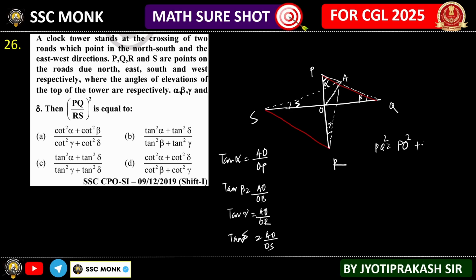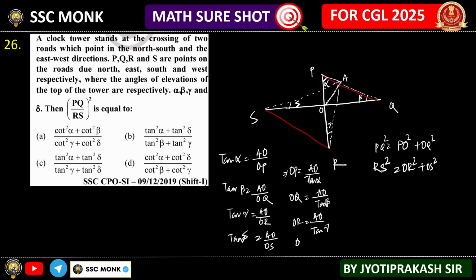Okay. Now, if I have to calculate PQ square, it is equal to what? Sir, PO square plus OQ square. Yes or no? Yes. If I have to calculate RS square, it is equal to OR square plus OS square. Yes or no? Yes. Now in this particular question, OP can be written as AO by tan alpha. This is OQ, my bad, I have written it as OB. OQ is equal to AO by tan beta. OR is equal to AO by tan gamma, and OS is equal to AO by tan delta.